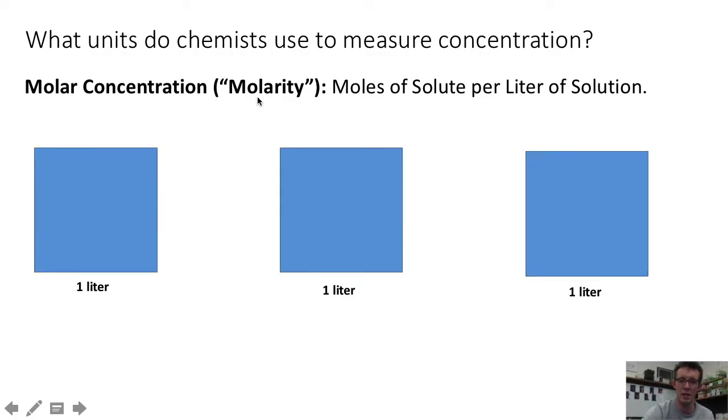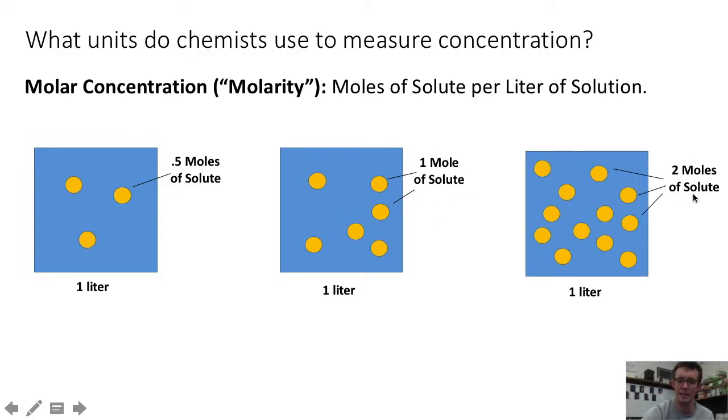So for instance, if we had 3 solutions, each 1 liter big, the first one that had half a mole of solute particles dissolved in it, the next that had an entire mole of solute, and the last that had 2 moles of solute particles dissolved. This first example would be a 0.5 molar solution. That would be its molar concentration, 0.5 moles per liter.